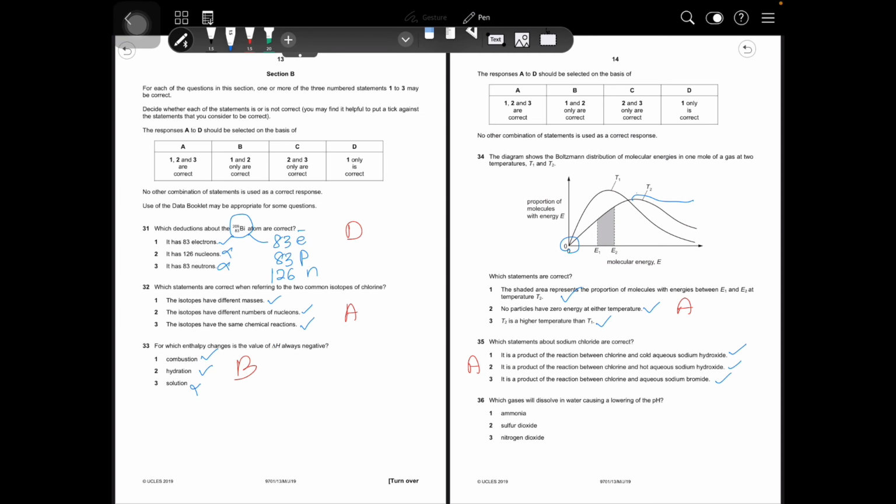Which gases will dissolve in water, causing lowering of the pH? That means it will produce an acid. So ammonia is incorrect because ammonia is a base. So you have 2 and 3 correct. So you have C.